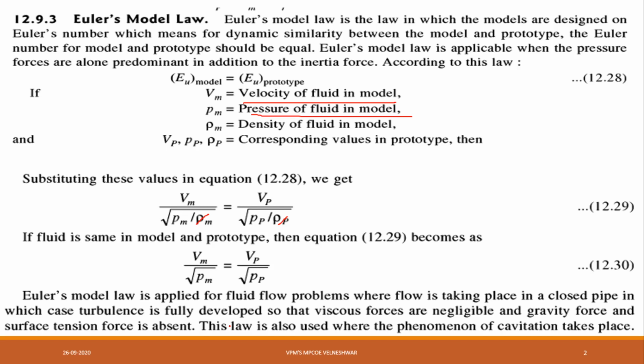This law is used where the phenomenon of cavitation takes place. Cavitation means what? We know vapor pressure and cavitation. Vapor pressure is nothing but evaporation of water. Cavitation is, for suppose, whenever we are boiling water, at some stage small bubbles will come. When the water is fully heated, immediately some bubbles will start. The formation of bubbles is nothing but cavitation. In this case we have to use Euler's model law.